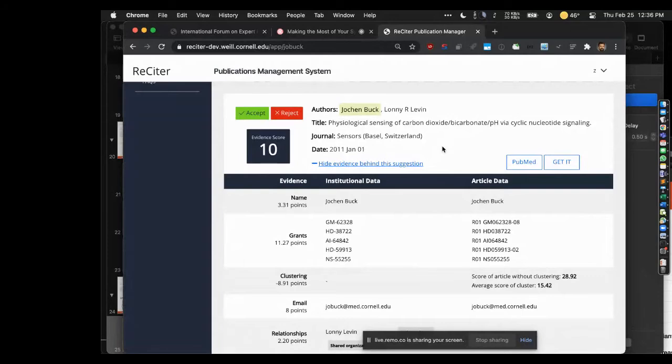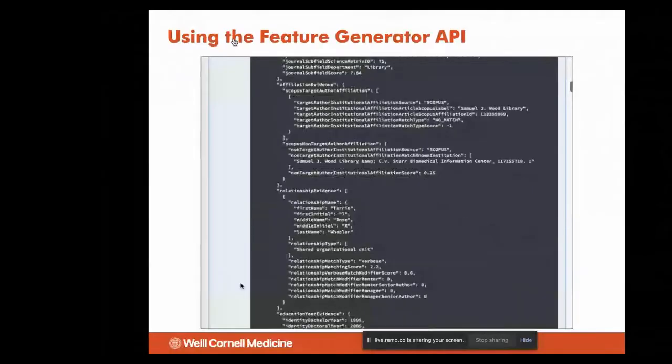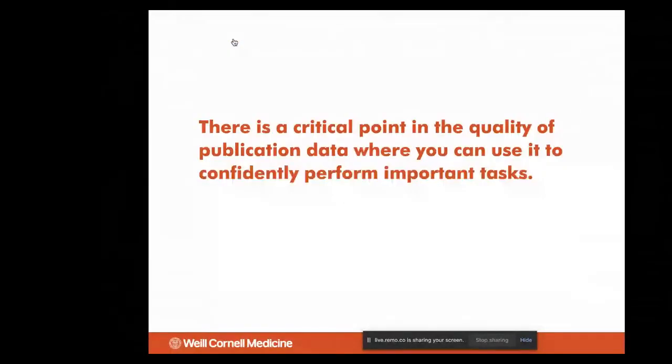In step 5, we're using web services to expose the ReCiter system to downstream services. So this is an example of an API. In ReCiter, it's called feature generator. We provide the person ID, whether we want to use a gold standard to help improve the scoring, and then there's a variety of other parameters. And then it outputs data about the article and then evidence data as well. So you can see that the target author output is in there as well. A lot of people actually care about target author.